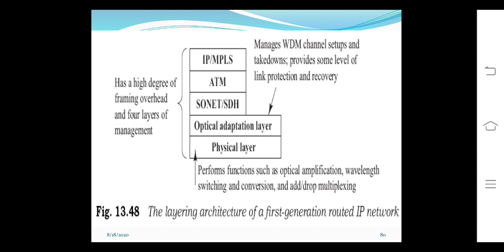These are the layers: your basic physical layer, then comes the optical adaptation layer. In the basic physical layer normally we do all the functions, your bits will be transmitted. It performs functions like optical amplification, wavelength switching and conversion, and add and drop multiplexing. The optical adaptation layer manages the WDM channel setups and takedowns. It provides some level of ring protection and recovery. And then we have the SONET or SDH layer, then the ATM layer, and then the IP or MPLS layer. So it has a high degree of framing overhead and 4 layers of management to avoid collision among the data.